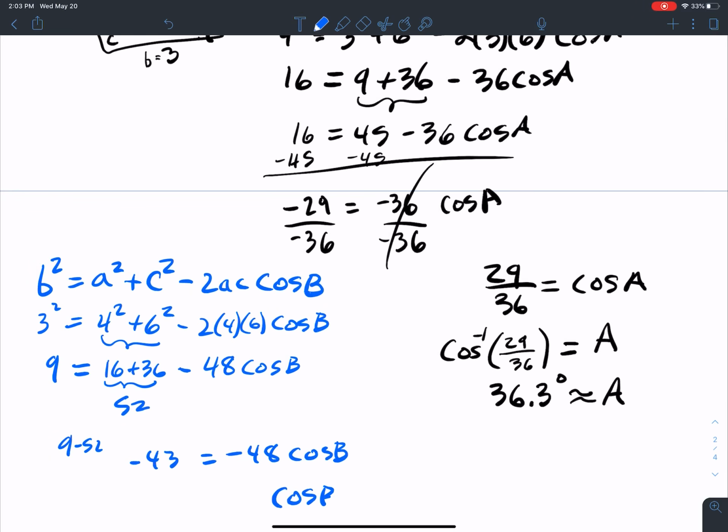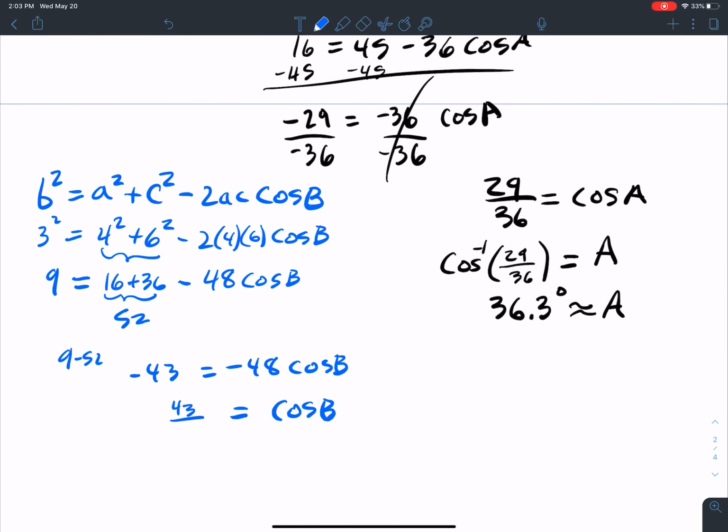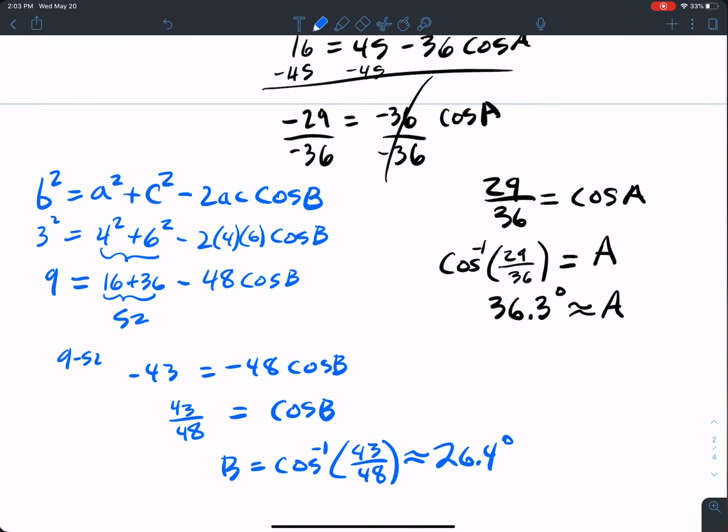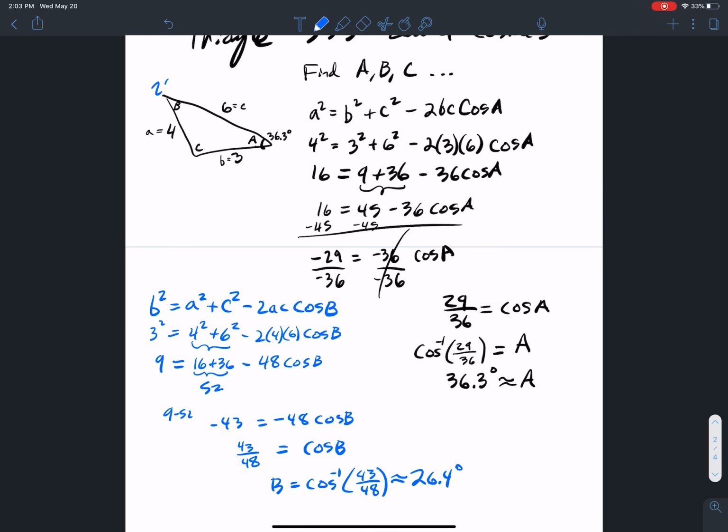So cosine B equals 43 over 48. So B is the cosine inverse of 43 over 48. If I type that in my calculator, I get 26.4 degrees. So if I know that this is 26.4 degrees, I don't have to do it again for C. I can just do 180 minus 26.4 minus 36.3. And that's going to get me 117.3 degrees. Okay? For my last angle there.